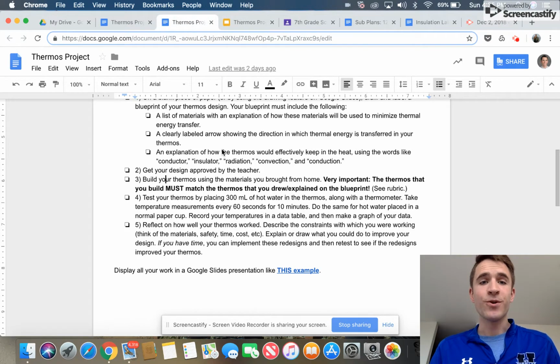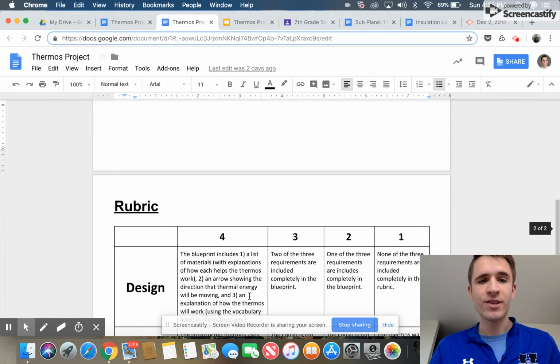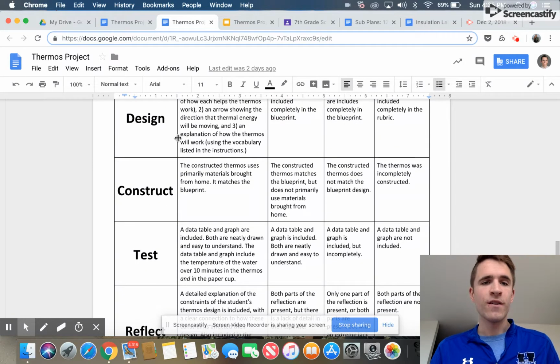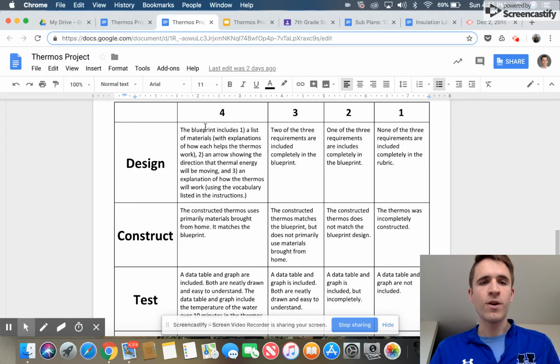Okay, that is your thermos project. So real quick, guys, at the bottom here, you're going to see how you can get a 4. You get a 4 for a design phase, the construction, the testing, and the reflection. So for a 4 in the design, your blueprint needs to include a list of materials with explanations of how each helps the thermos work, an arrow showing the direction that thermal energy will be moving, and an explanation of how the thermos will work using the vocabulary listed in the instructions.